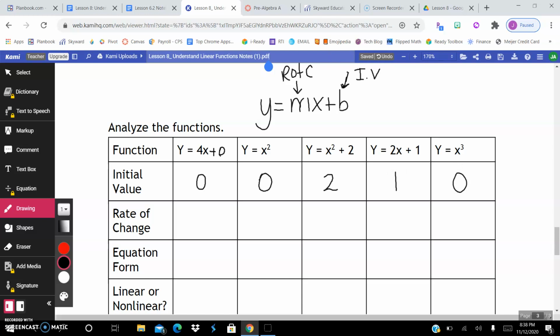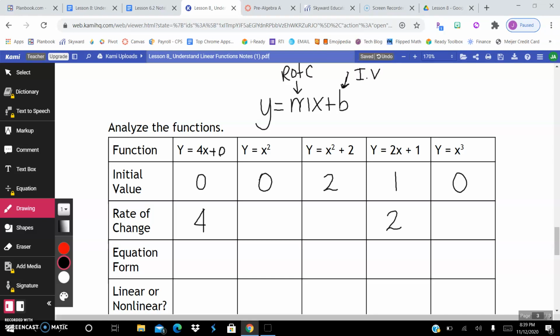The rate of change is that number being multiplied by the x. So the first one is a 4. The next one is something that we can't determine by this equation because it's not in mx plus b form. It's got a squared there, so it can be anything right now, so we're not sure. Same thing with the next one. It's got an x squared, so it could change. And then this one, 2x plus 1, there's a 2 in front of the x, so we can say 2 because it's just a regular x.